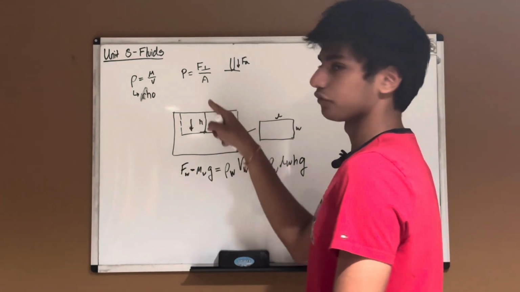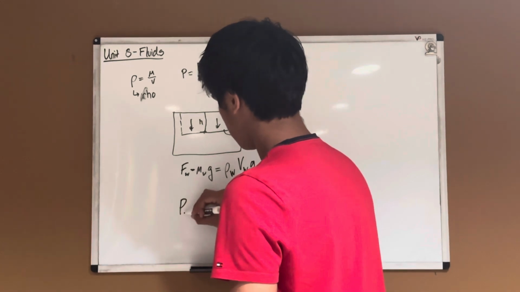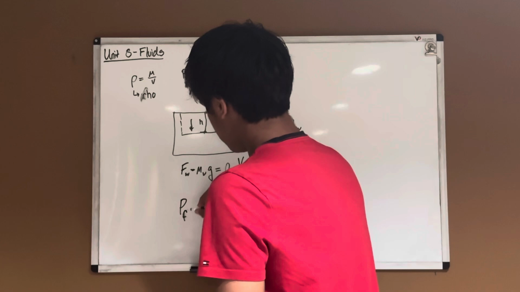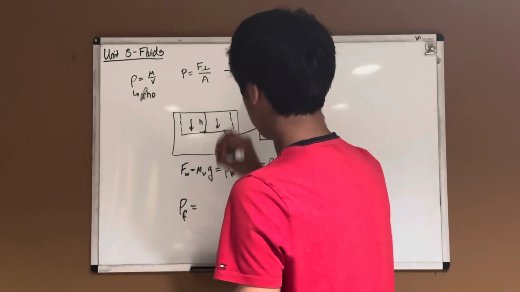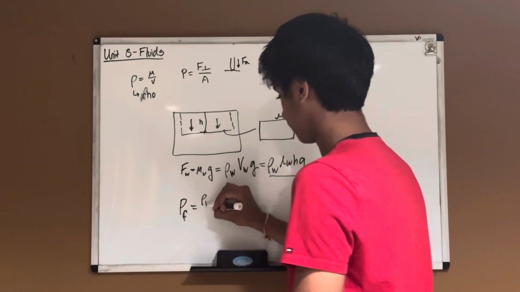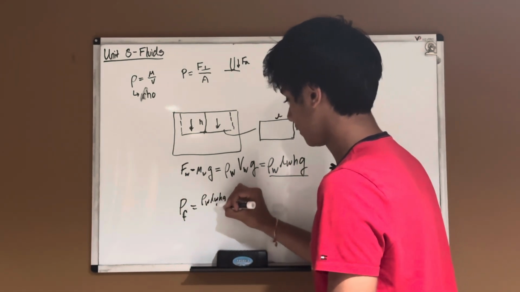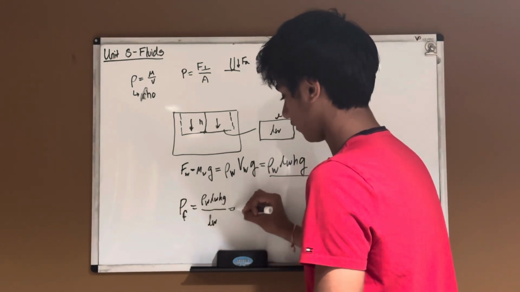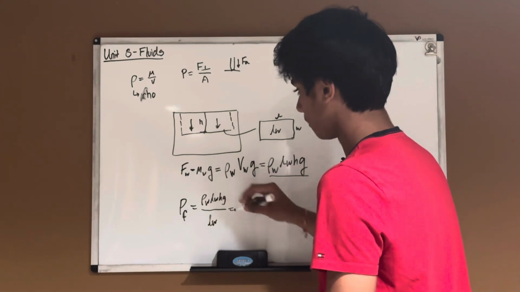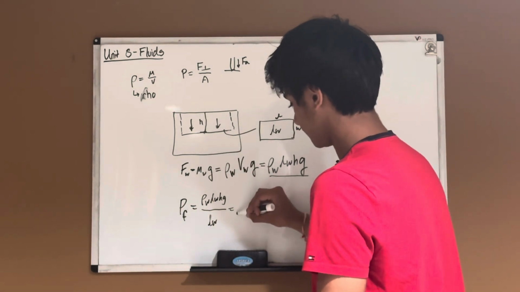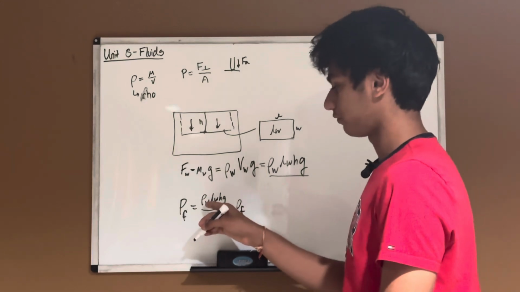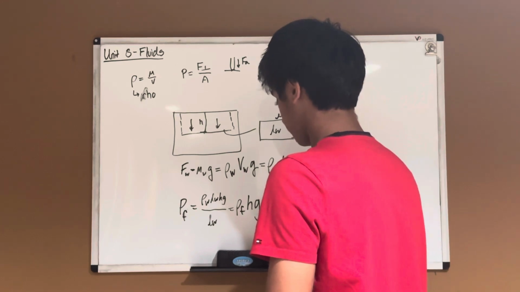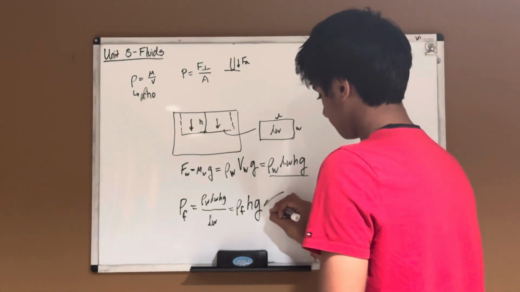From our formula, pressure equals force over area. So our pressure from the fluid, P_F, is equal to the force, which is density of water times LWHg, divided by the area. The area is LW, right? So our final answer is that the pressure from the fluid on this object is equal to the density of the fluid, I changed water to fluid just to make it more universal, times the height times gravity. And this is gauge pressure.